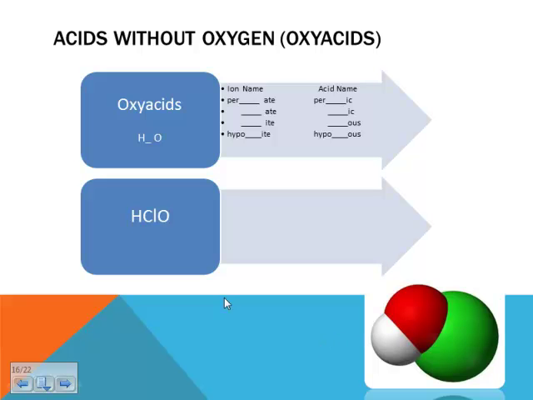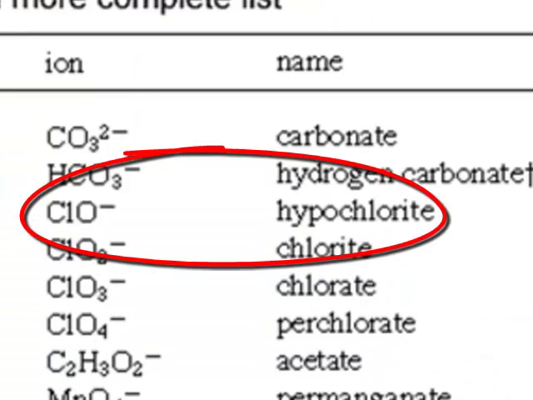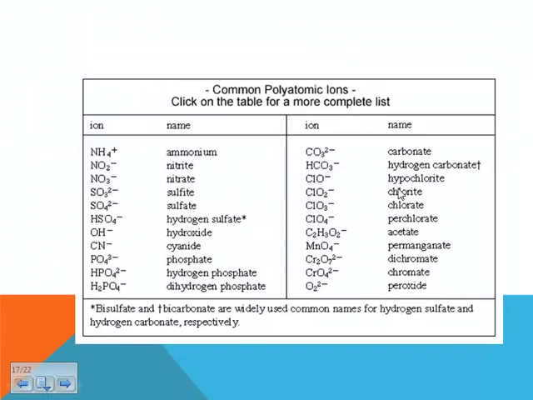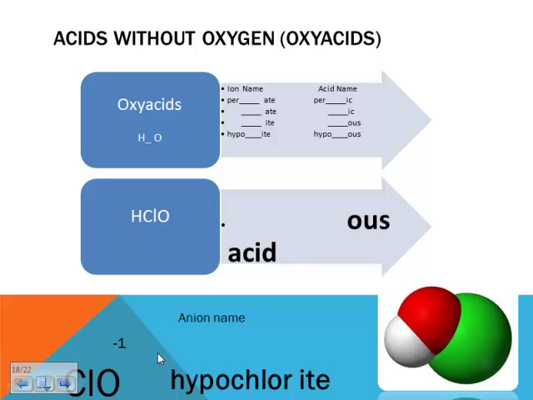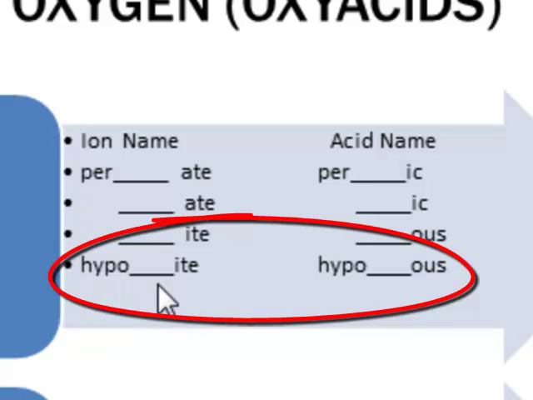Now we have another acid, HClO. Again, it's an oxyacid. It has oxygen, and it begins with hydrogen. That's how we know it's an acid. We need to know the name of ClO on a polyatomic ion chart. ClO is right here. ClO minus 1 is called hypochlorite. So I've typed it at the bottom of this slide. Well, the name of the anion begins with hypo and ends in ite. It's right here, the bottom one in our naming system.